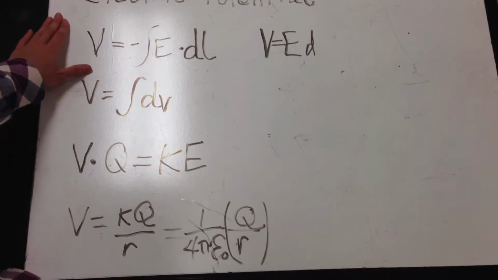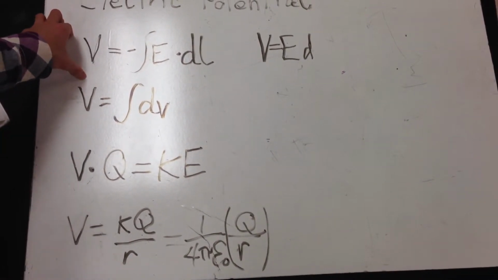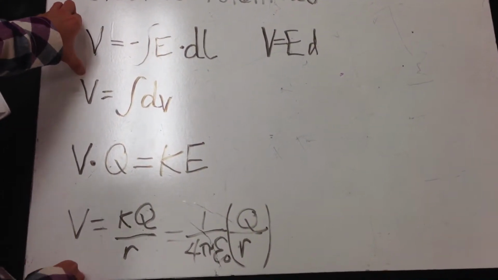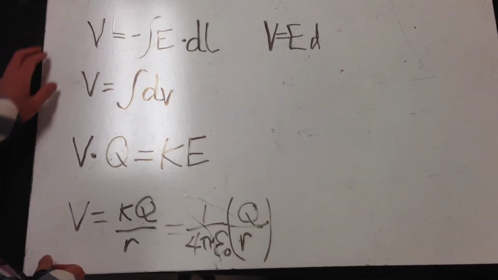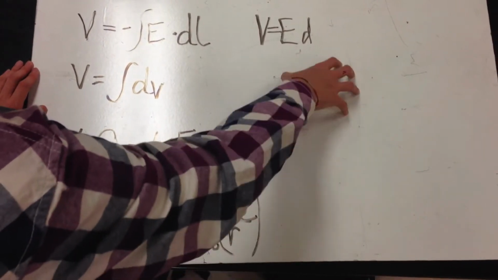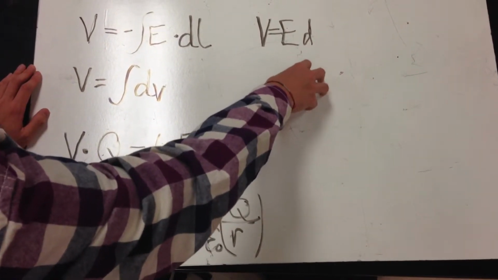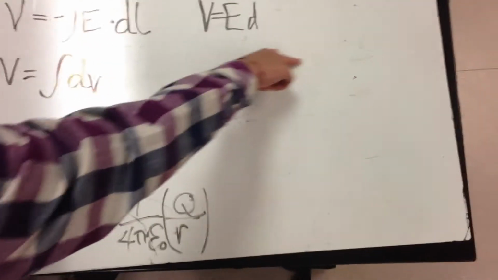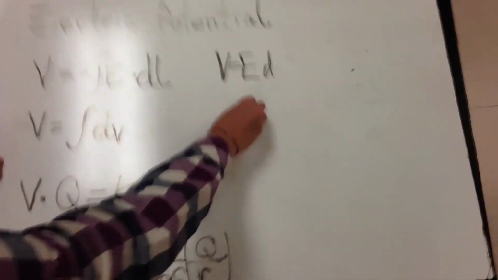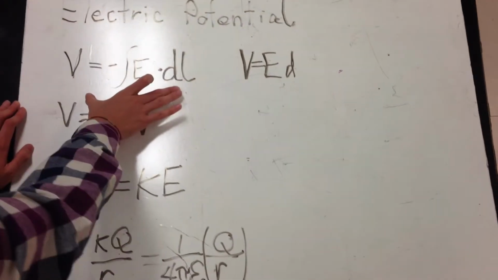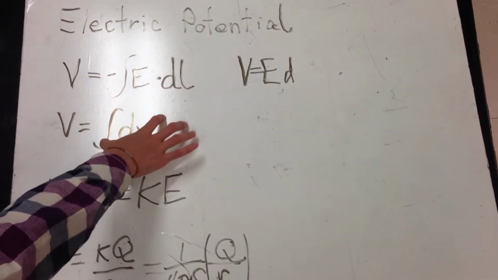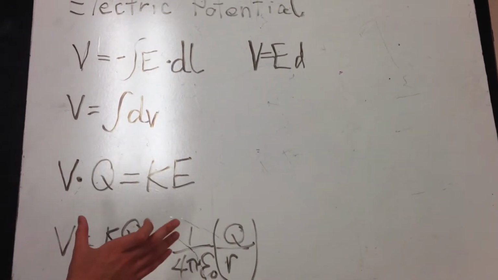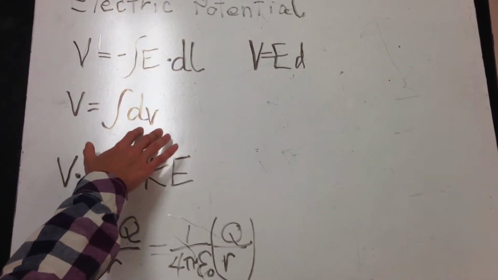Let's say you want to use V equals negative integral of E dot dl. You use this when you want to do path integrals. Remember where you have a sphere here, and then you want to see the integral from point 0 to infinity. You want to use V equals negative integral of E dot dl, and you also use this when you have a specific function for V.